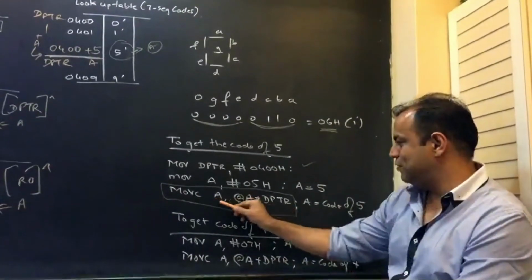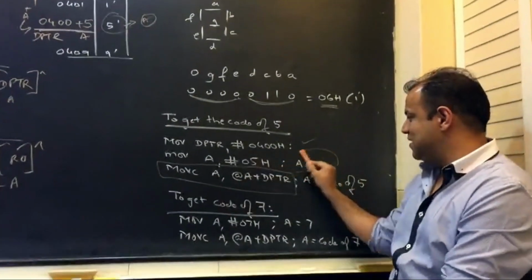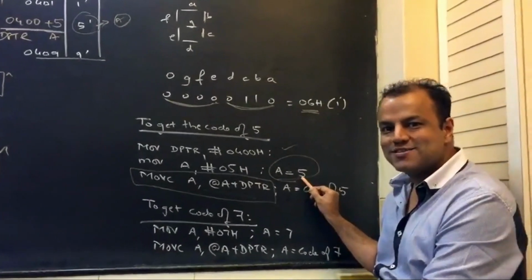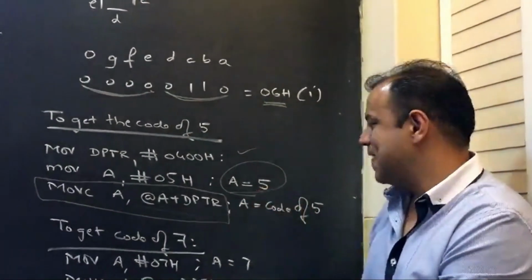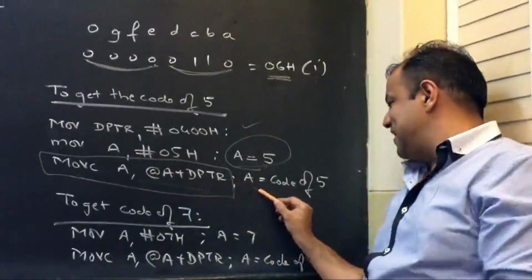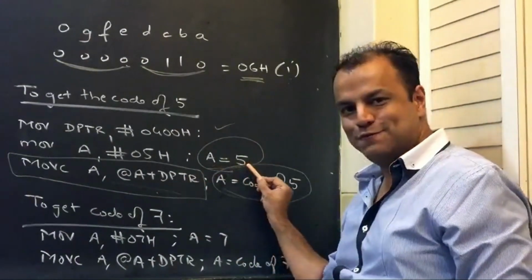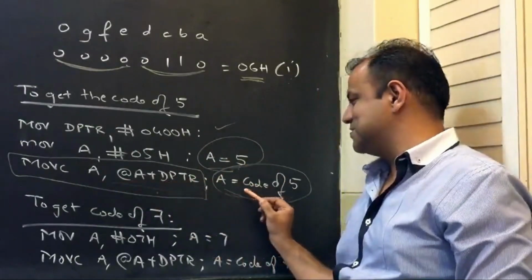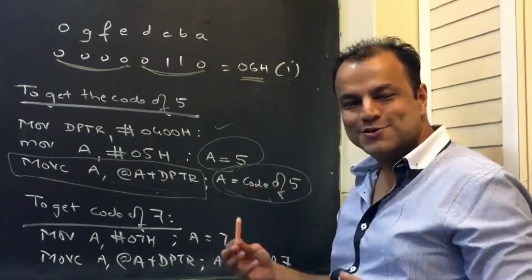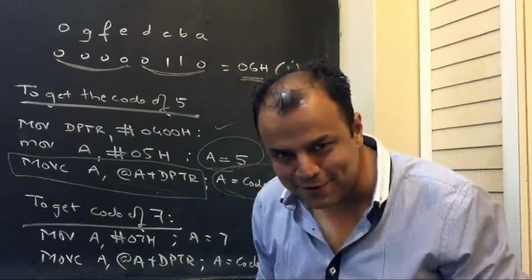So, before this instruction, A was the number that you wanted to translate into its code. After the instruction, A contains the code. Before this instruction, A was 5. After this instruction, it is the code of 5. So what happened? Magic happened on the A register.